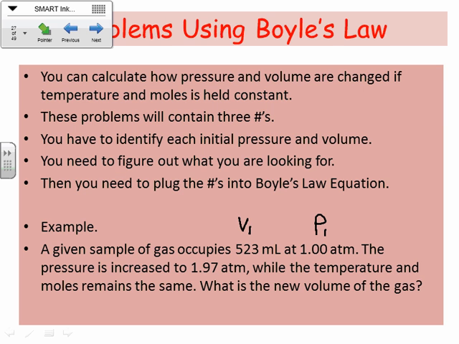Okay? The pressure's increased to 1.97 atmospheres. Well, what's that? That's our pressure, and we've already had a pressure, so this is our P2, right? While the temperature and moles remain the same, what's the new volume of the gas? So what they're really asking us for in this one is our V2, right? That's our variable.